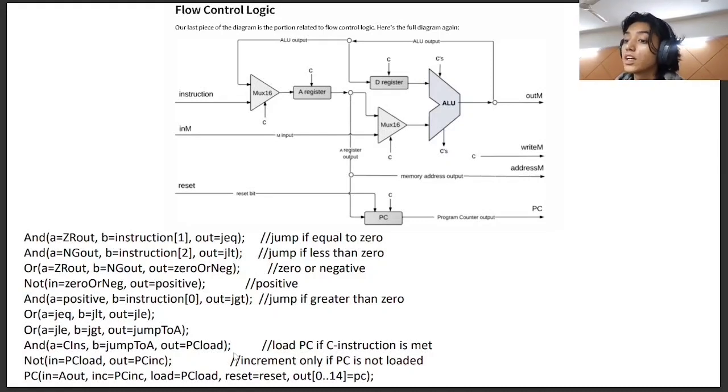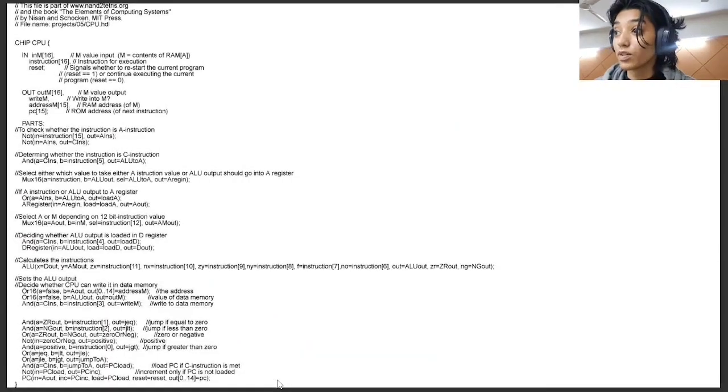We got this. Now if we are looking into this, we have a PC over here, the program counter. As we have already learned about the program counter, the highest priority is given to the reset, then comes the load, then comes the increment. So if the reset is 0, everything turns out to be 0. And this is how you design a CPU HDL code.